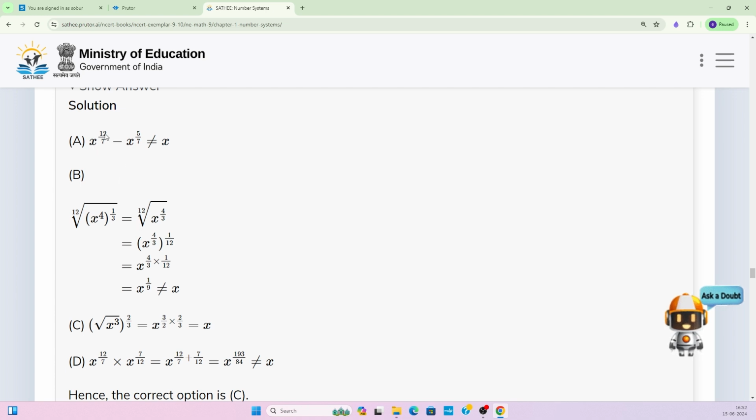So here in option A we have x to the power 12 by 7 minus x to the power 5 by 7, that does not equal x. And in option B we have 12th root of x to the power 4 to the power 1 by 3, that is equal to 12th root of x to the power 4 by 3, and this is equal to x to the power 4 by 3 into 1 by 12, and this is equal to x to the power 1 by 9, that does not equal x.